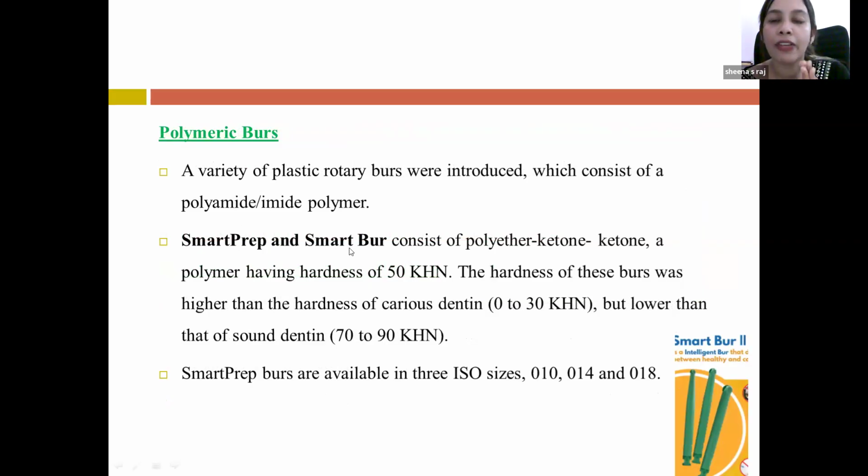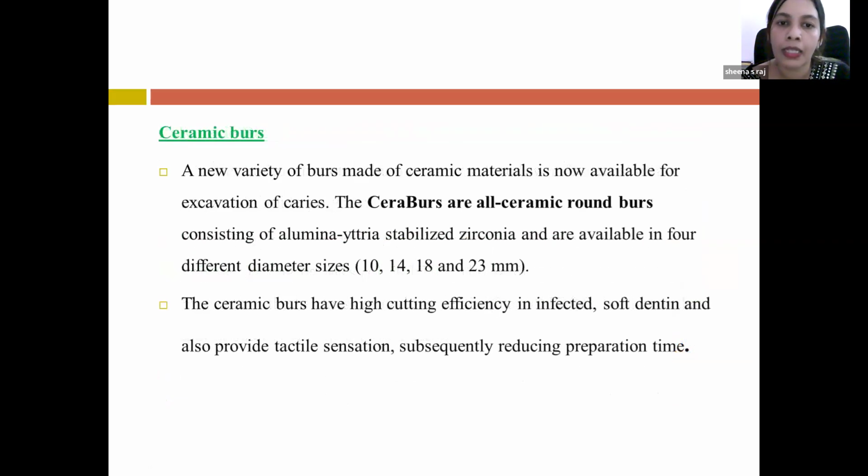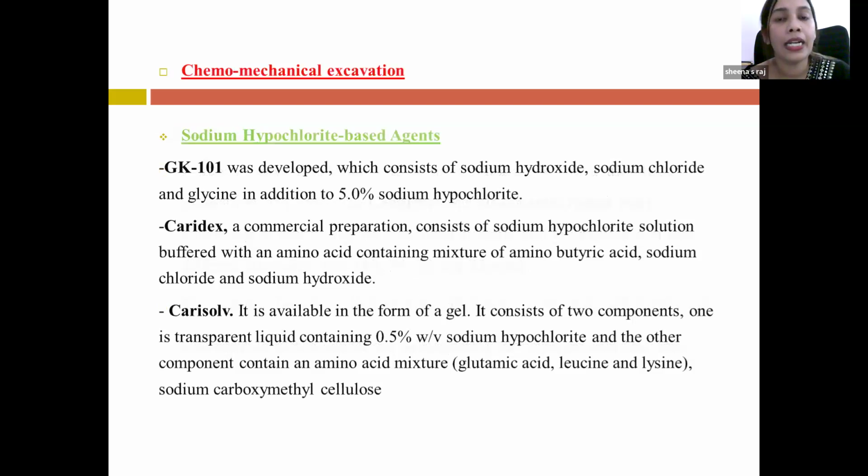Nowadays we have a concept that we have to preserve the affected dentine, right? This burr cuts only the infected dentine. When it comes to affected dentine, this burr wears off. That is the goodness of polymeric burrs. Next are ceramic burrs, like Cera burrs and all-ceramic round burrs, which are also used for cutting the caries. That was the mechanical method: spoon excavators, the various burrs, and the polymeric burrs.